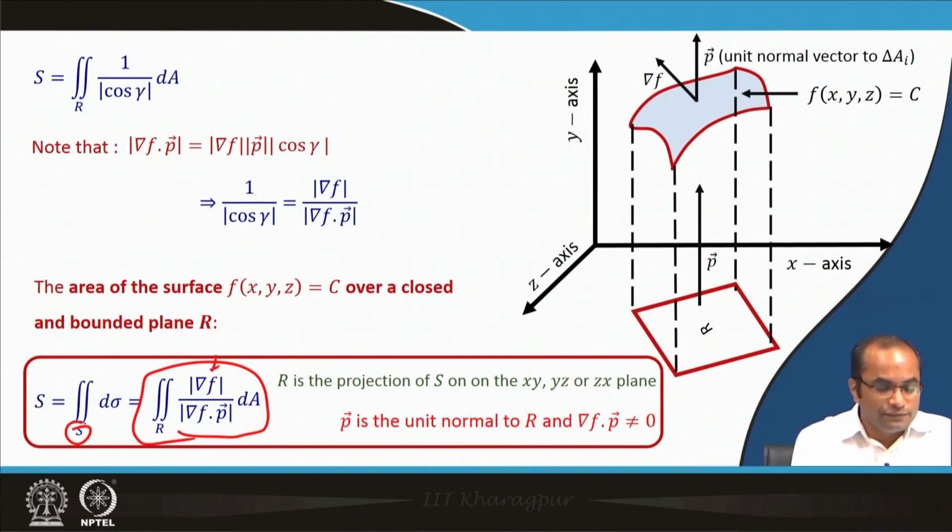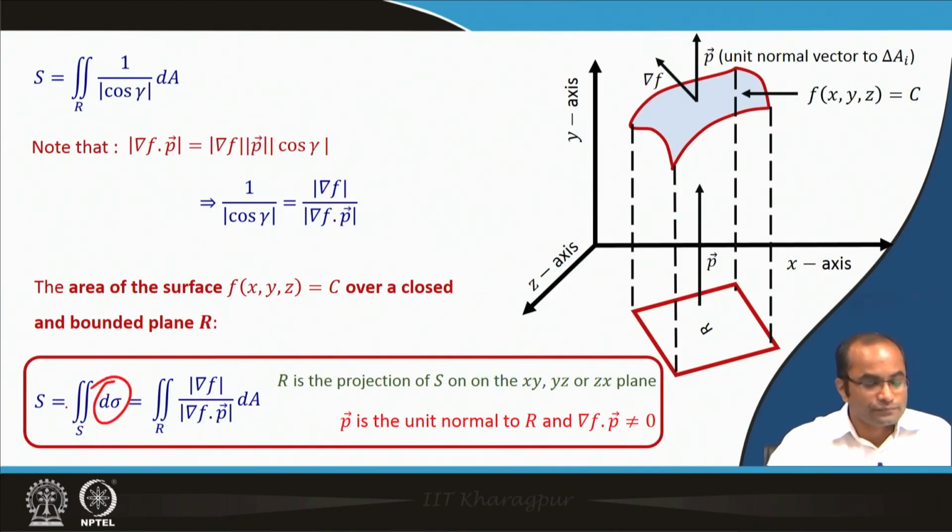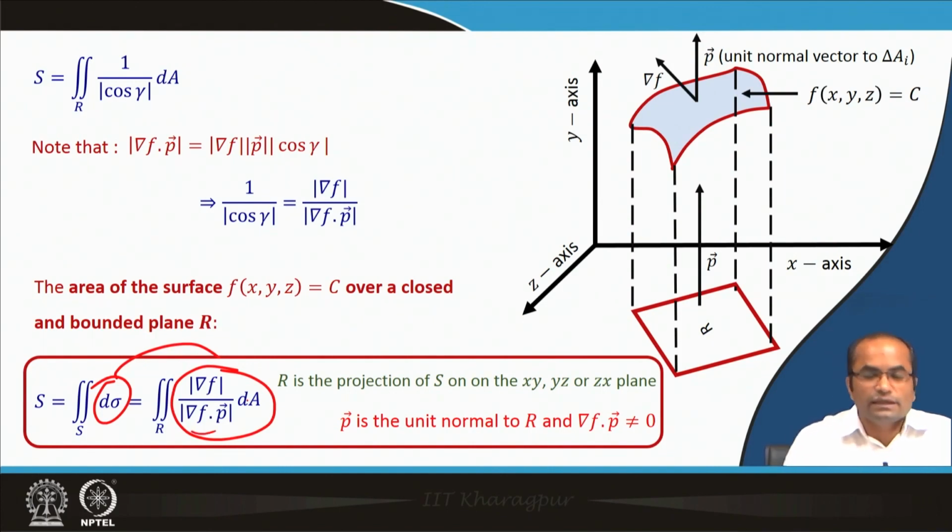Given f, we can compute this. For the given surface, we can compute the gradient of f and its absolute value, divide the dot product by the absolute value, and then integrate over r to get the surface area. So, this relation here: the element d sigma is directly related to the element on the projected plane dA, and this is the additional factor which covers the difference between the two areas.